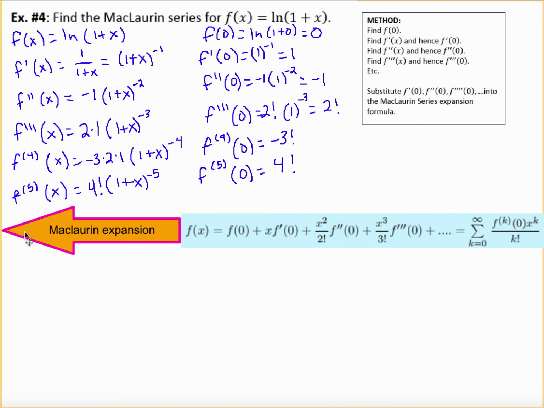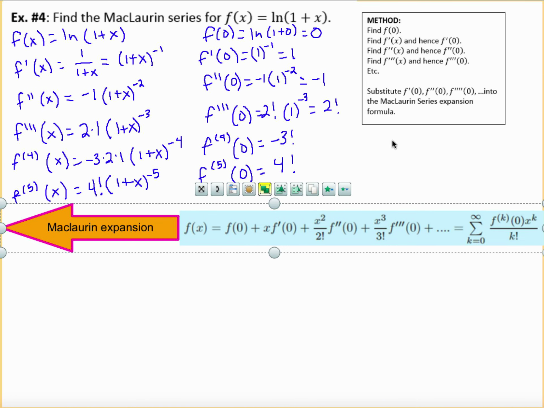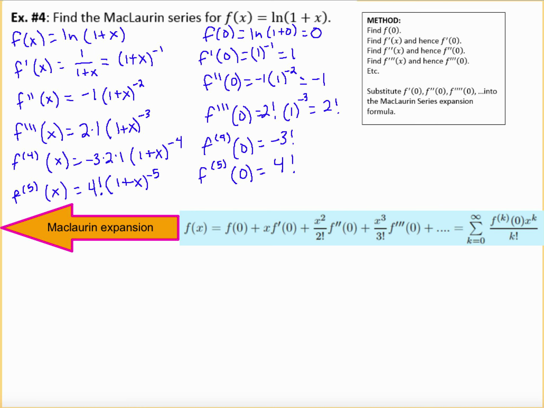Okay, so I'm going to move my sign up here for our method. I've just been using our patterns over and over again, so I haven't been referring back to the method. I hope that's okay with you guys. So here we go. We're using a Maclaurin expansion because this was a Maclaurin series. I've got f of x is equal to f of 0. Well, f of 0 was 0, so we're going to use that, plus x times f prime of 0, which was 1.